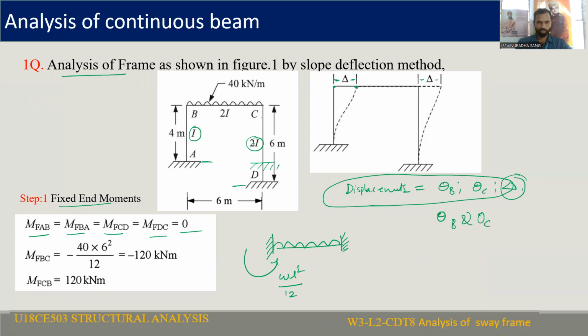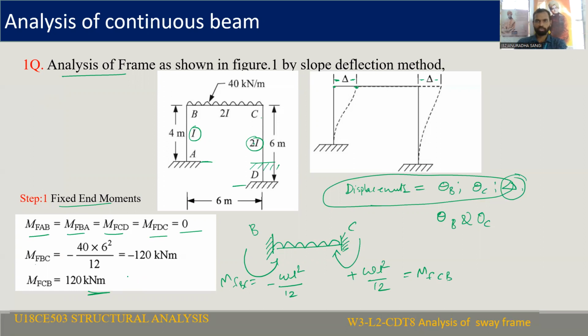So it is acting in the anti-clockwise direction, that is negative. For this, the resting moment will be positive because it is acting in the clockwise direction. So this is minus WL square by 12 and this will be plus WL square by 12. Let us say this is B and this is C. MFBC will be equal to minus WL square by 12 and MFCB is equal to plus WL square by 12. If you calculate it, you will get 120 kilonewton. So now coming to the second step.